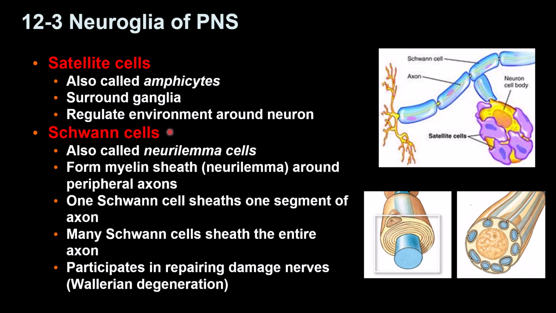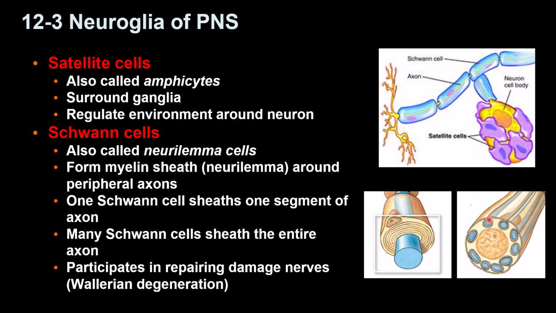Then is the Schwann cells. So Schwann cells are similar to oligodendrocytes. They are also called neurolemma cells because they wrap around the axons and create this cover around the axons. So they are creating the myelin sheath, and the myelin sheath is also called neurolemma. So this is why it's called neurolemma cells. Once you have this, the speed of the conduction increases.